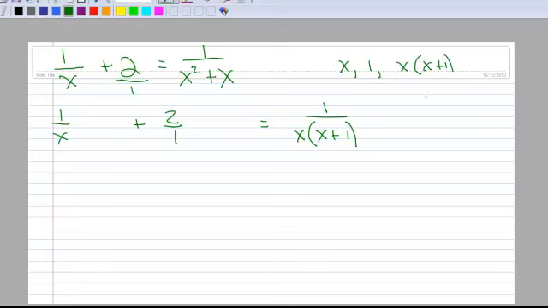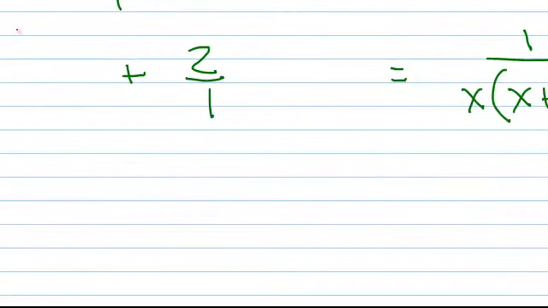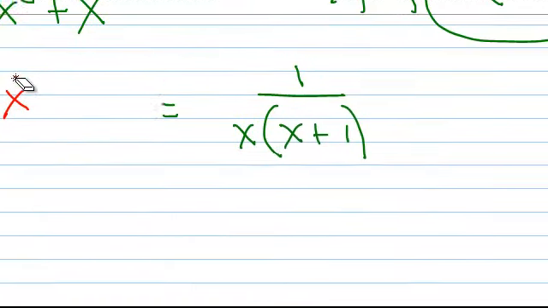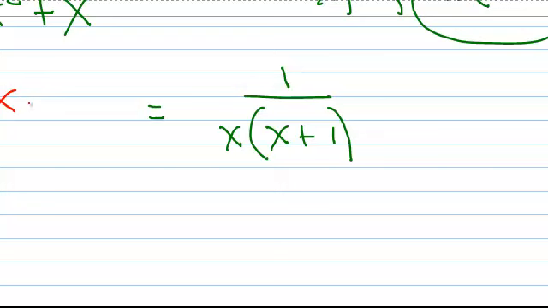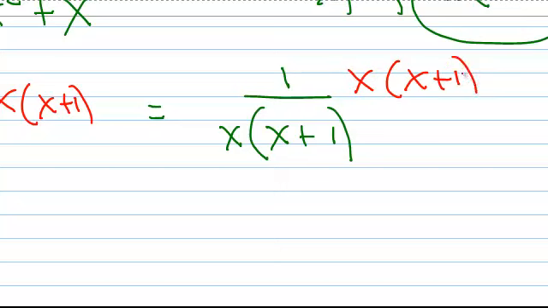And I want to multiply by the largest. So I'm going to multiply everything by this. So let's do that. Each term gets multiplied by x times the quantity x plus 1. And this one gets multiplied by x. Let's get rid of that there. Times x plus 1. And the right-hand side gets multiplied by x times x plus 1.